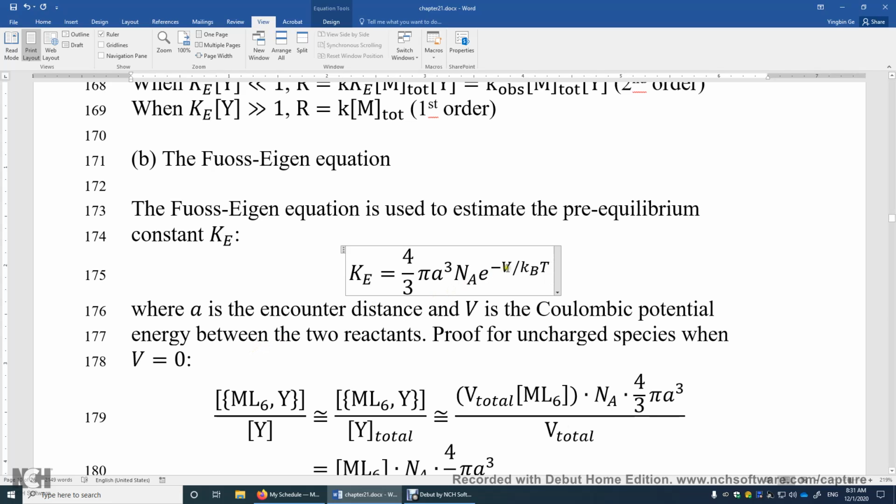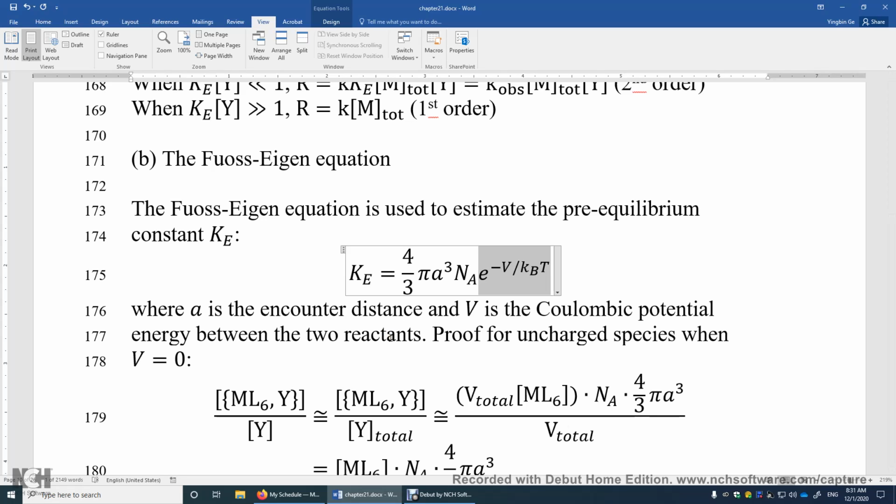And then you plug in the attraction here. Attraction is negative, negative, that becomes positive. You get a factor larger than 1. That takes the attraction into account. What if the two reactants repel each other? It's rare, but just to make this analysis complete.